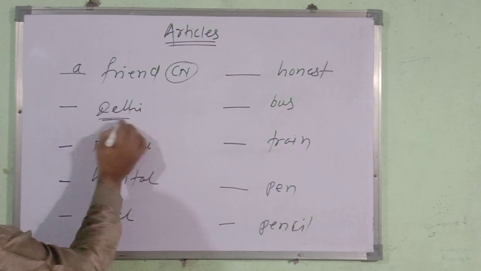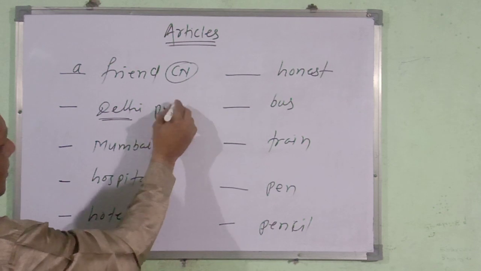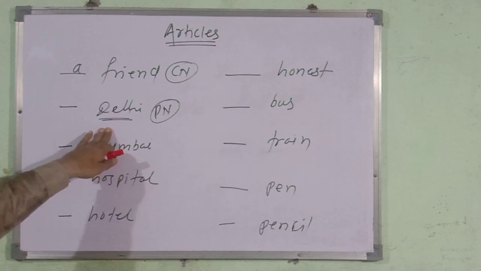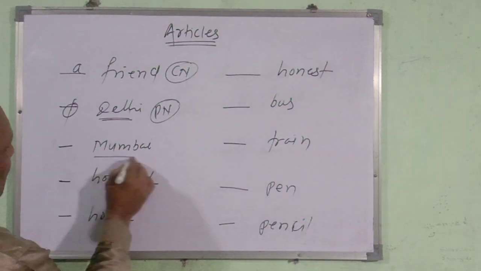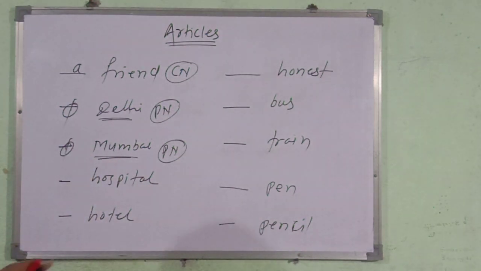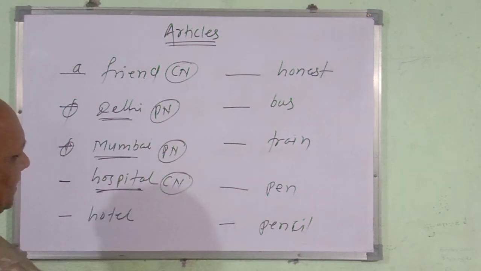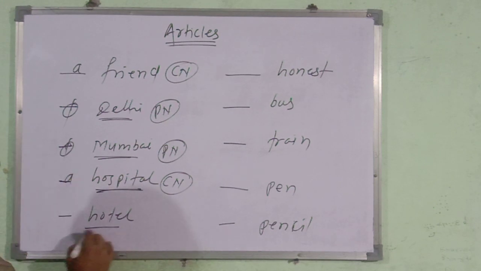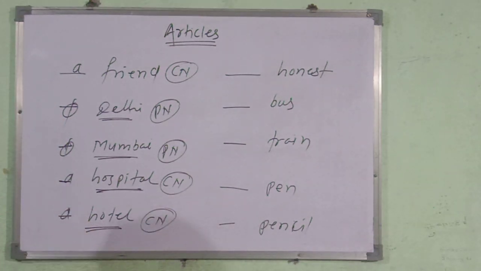Okay. When you are talking about Delhi or New Delhi, that time you are talking about the proper noun. So what is the rule? Before the proper noun, we no need to use the article. It means zero article. Mumbai is also a proper noun, so no need to use the article. Hospital is the common noun, so here you have to use a article. Hotel is the common noun, that time you have to use a article.